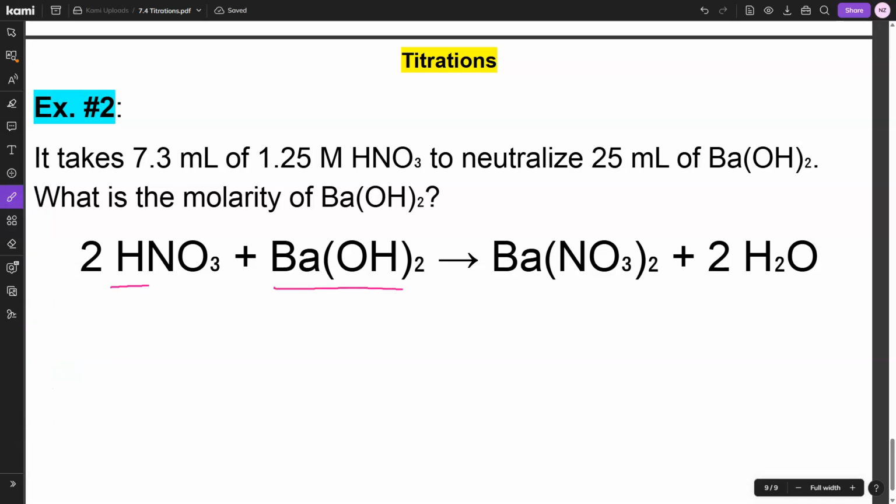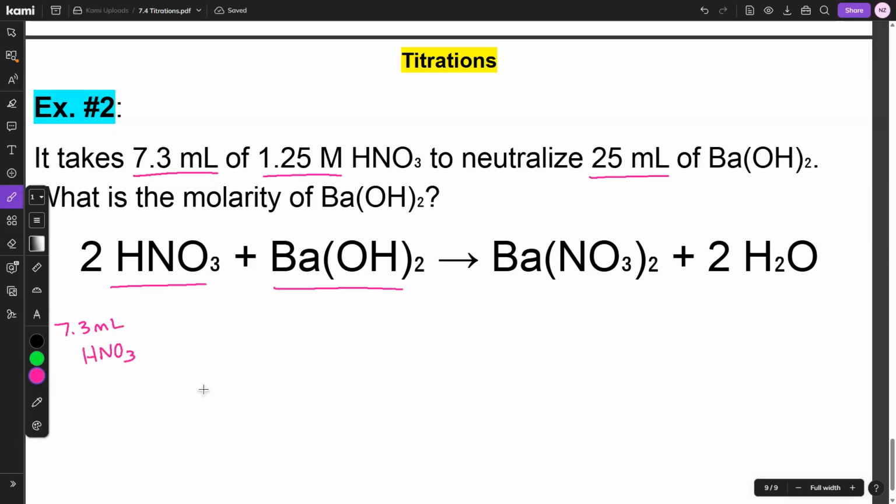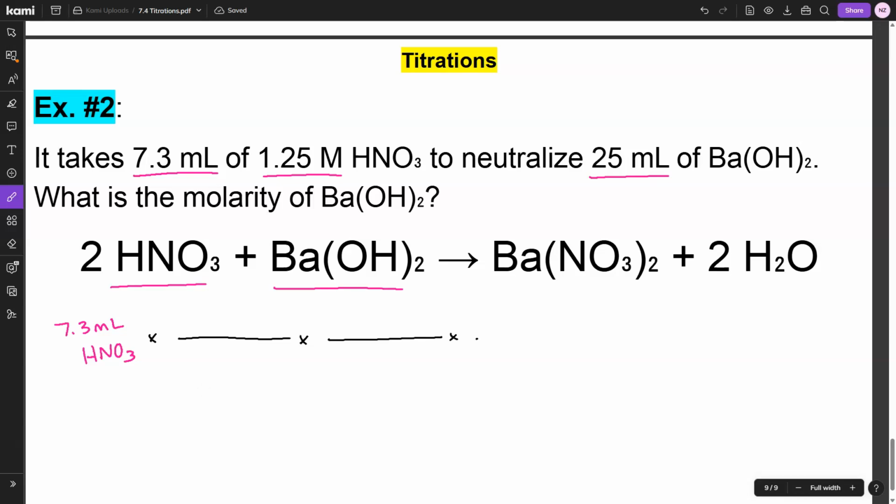So again, we're looking at an acid and a base. We know 7.3 milliliters and 1.25 molar for HNO3. We only have the milliliters of barium hydroxide. We always start with the one that we know more about. So 7.3 milliliters of HNO3. Convert it to liters. Convert it to moles. Mole ratio. Find your molarity.